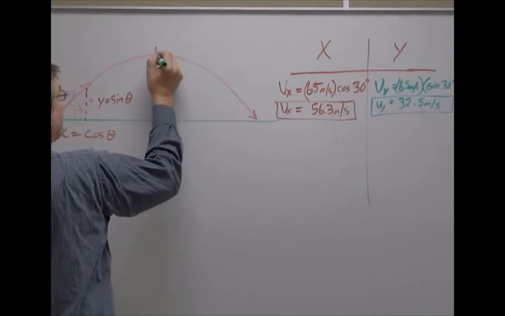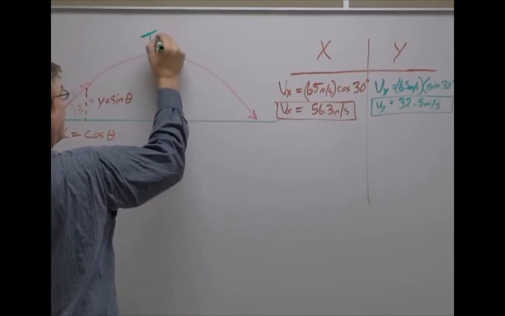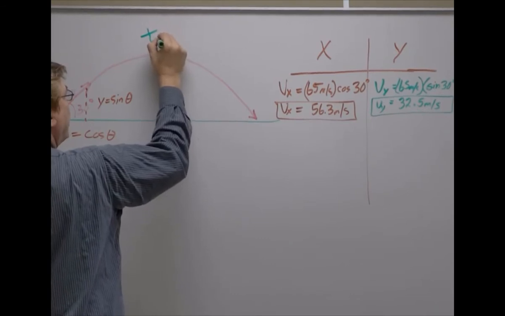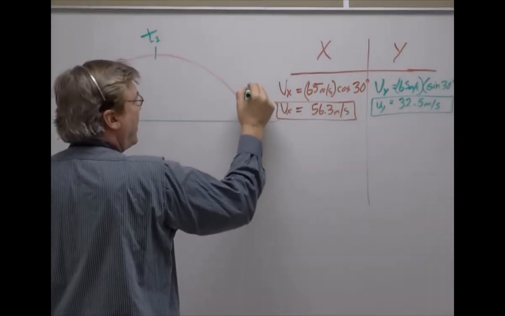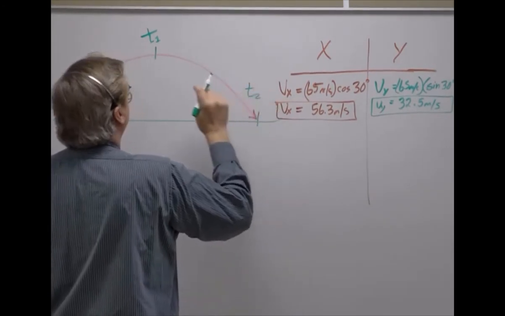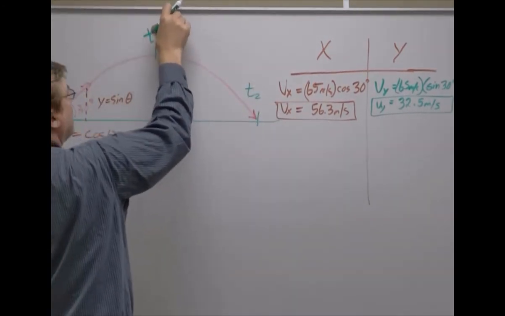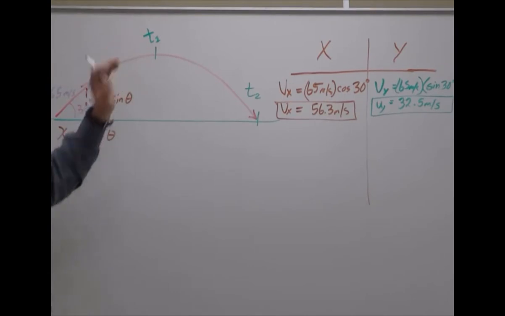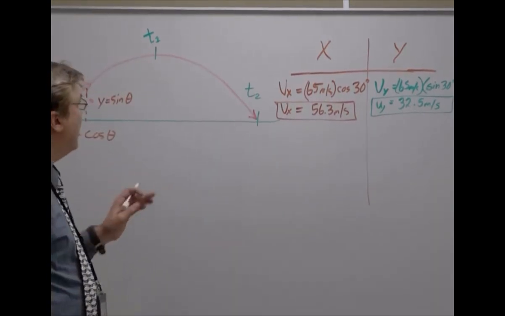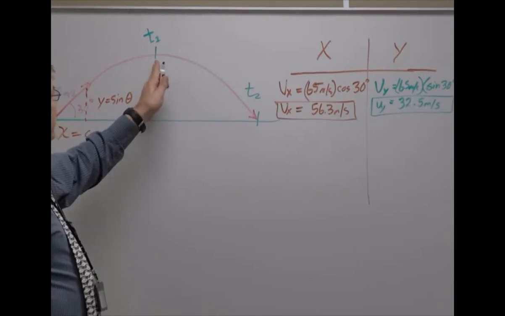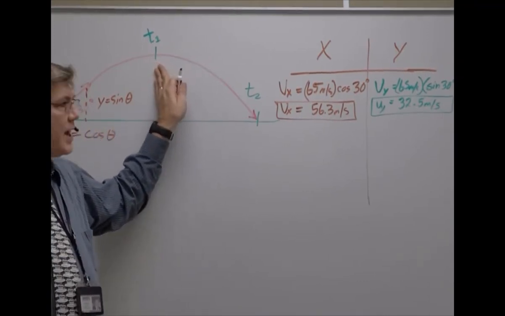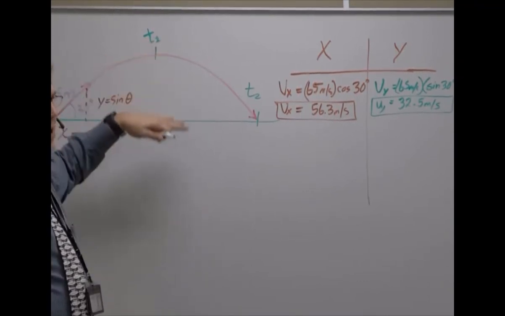I'm going to label this point at the top of the arc. I'll call this T sub 1. And I'll call this point right here T sub 2. Should make that a lowercase. So T1 is at the top of the arc, and T2 is when it hits the ground. So solving for T1 is the first thing that I can do because I know the y component.